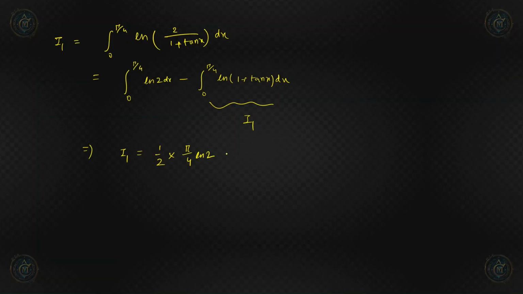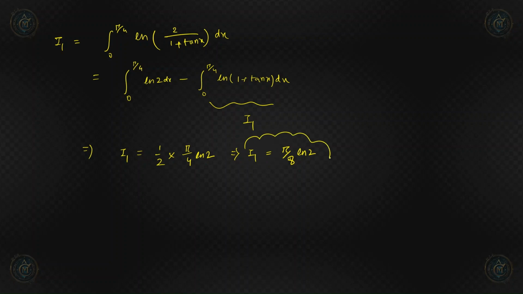Now we simply split this log. Integral 0 to pi by 4 log 2 dx minus integral 0 to pi by 4 log of 1 plus tan x dx. Now this thing is again I1, so I1 times 2 is equal to this integral. So I1 is half times this integral, which is pi by 4 log 2. So our I1 comes out to be pi divided by 8 log 2.